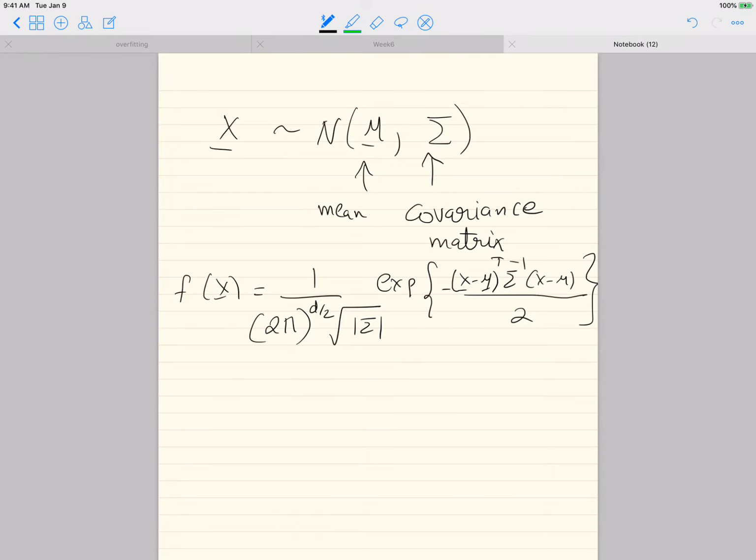Should it be x with an underbar? Yeah, all of those are underbars. Okay, there is an inverse here. This is not sigma, it's sigma inverse, because the variance goes in the denominator in the exponential.